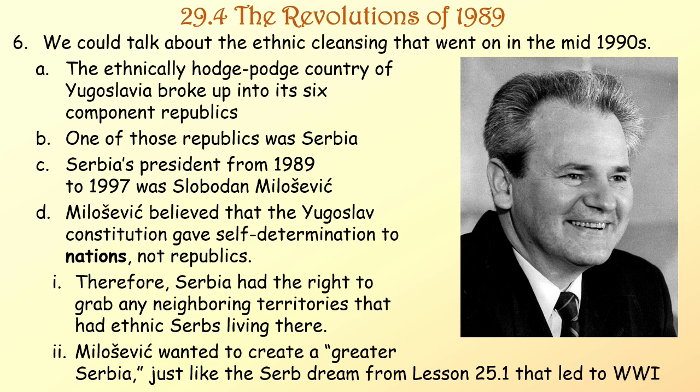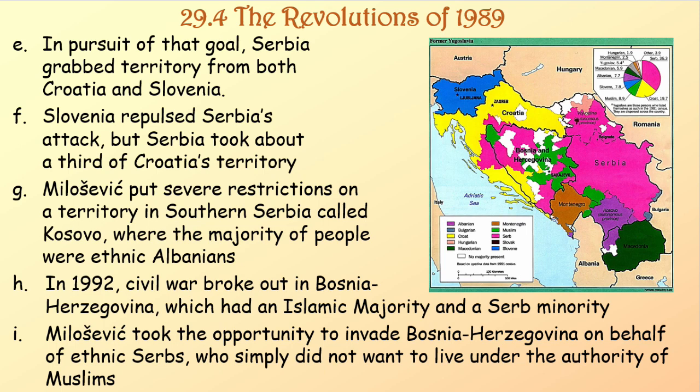That's a critical distinction, because therefore Serbia had the right to grab any neighboring territories that had ethnic Serbs living there. Milosevic wanted to create a greater Serbia, just like the Serb dream from Lesson 25.1 that led to World War I. In pursuit of that goal, Serbia grabbed territory from both Croatia and Slovenia. Slovenia repulsed Serbia's attack, but Serbia took about a third of Croatia's territory.